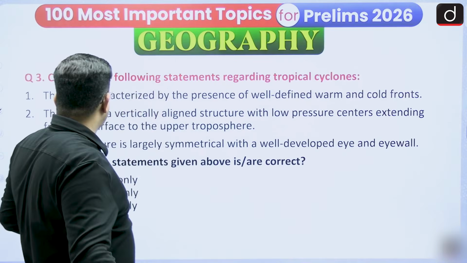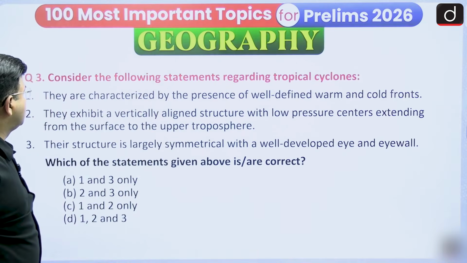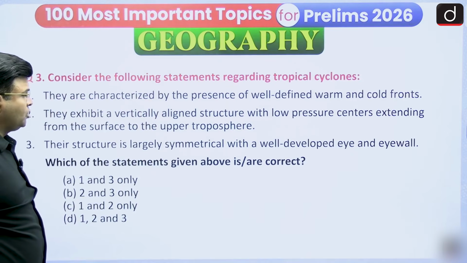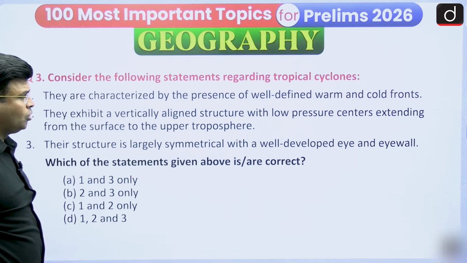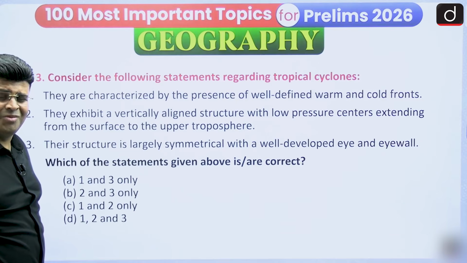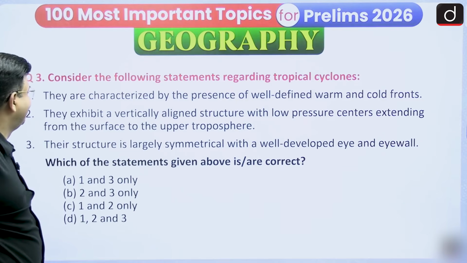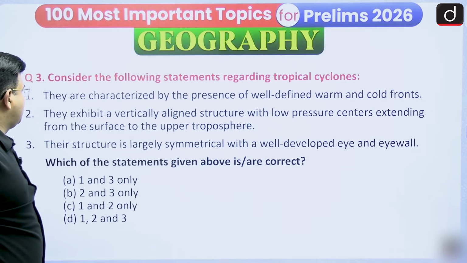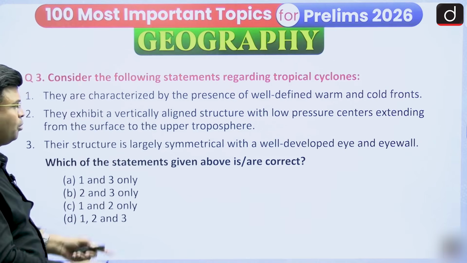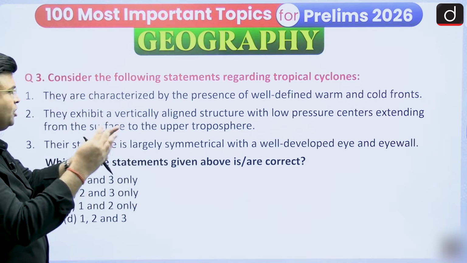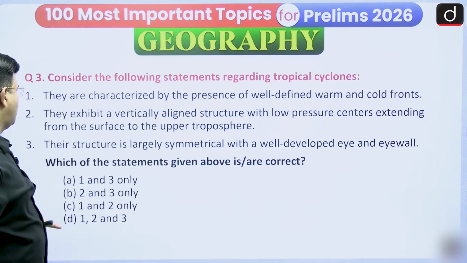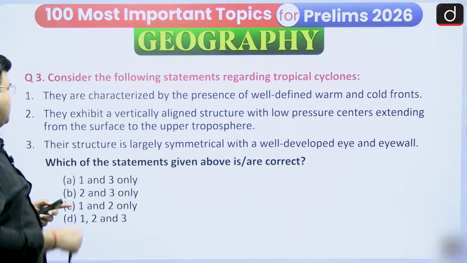Now, based on this, consider the following statements regarding tropical cyclones. First, they are characterized by the presence of well-defined warm and cold fronts. What do you think? In a tropical cyclone, is there a warm front and cold front? Second, they exhibit a vertically aligned structure with low pressure centers extending from the surface to the upper atmosphere, up to the troposphere.